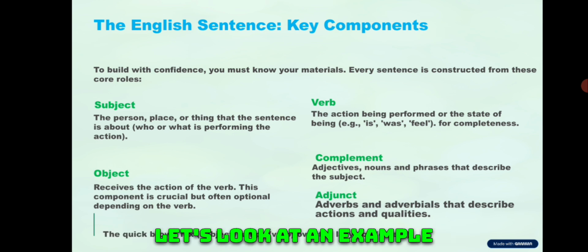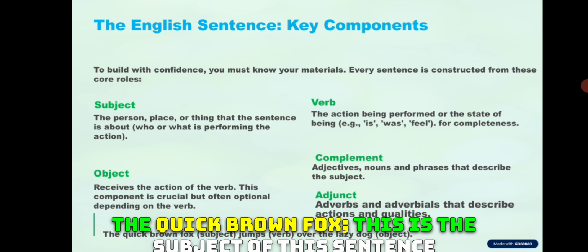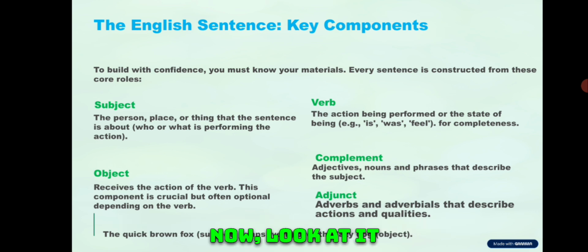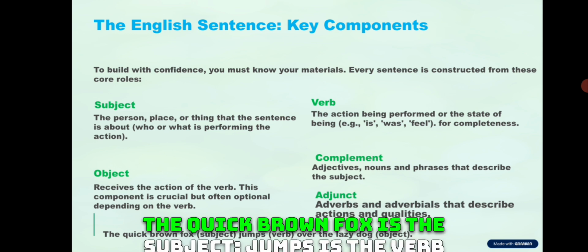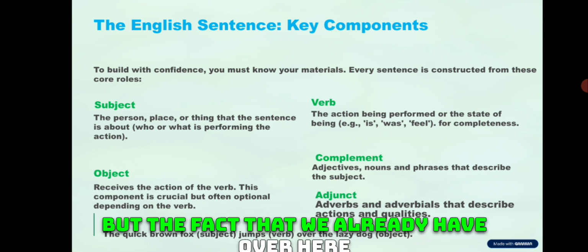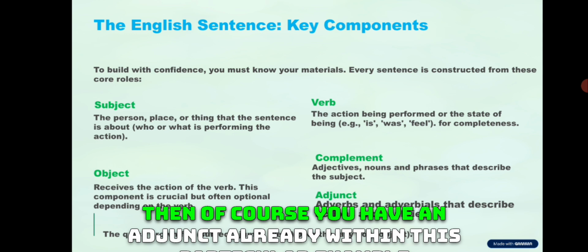Let's look at an example. The quick brown fox. This is the subject of this sentence. The quick brown fox jumps over the lazy dog. Now, look at it. The quick brown fox is the subject. Jumps is the verb. The lazy dog is supposed to be the object. But the fact that we already have over here, then of course you have an adjunct already within this particular example. We can reframe it.